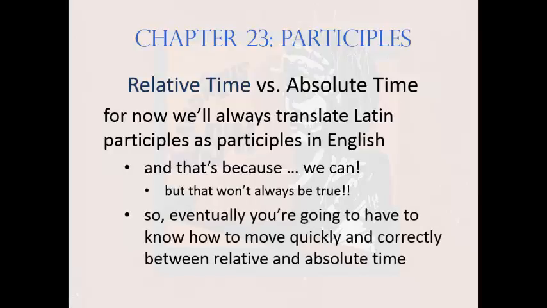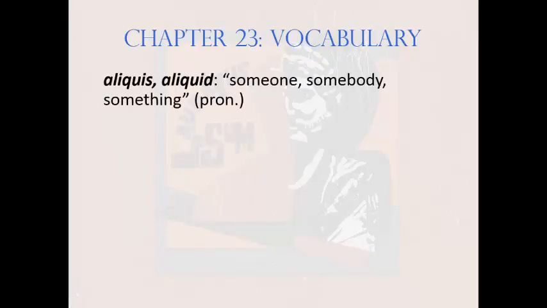So you're eventually going to have to learn how to jump quickly and correctly between relative and absolute time verb forms. If you can master this now, you'll make your life much easier in the future. Now let's look at the vocabulary in this chapter. The first word is aliquis, aliquid, meaning someone, somebody, something, a pronoun.